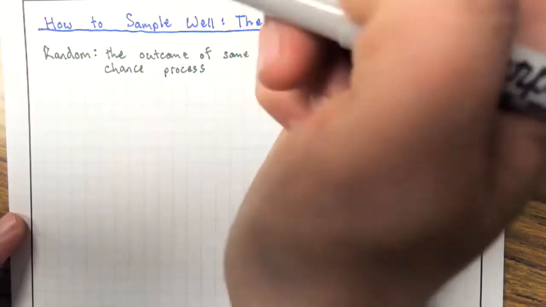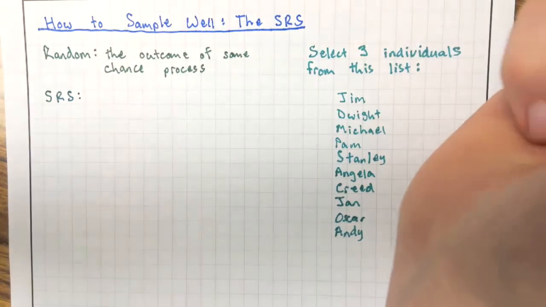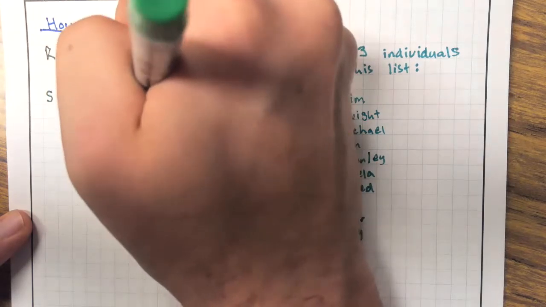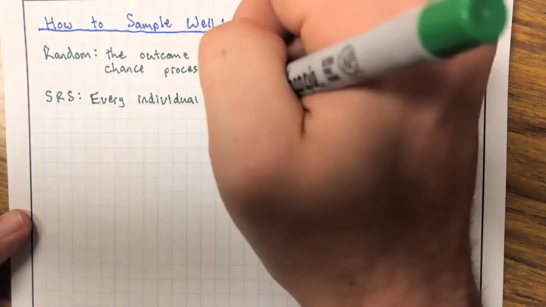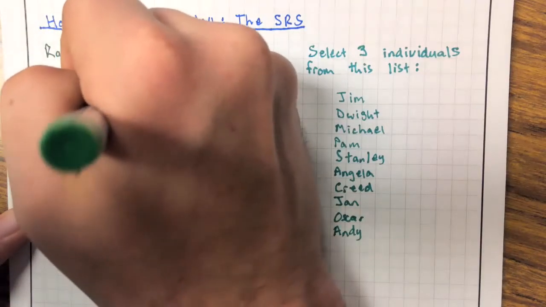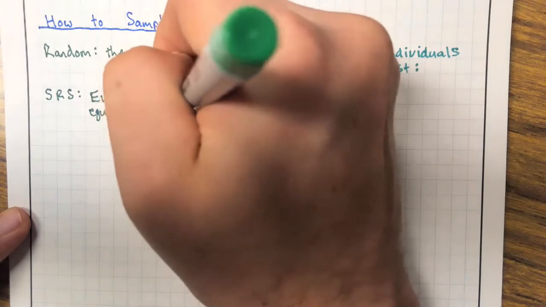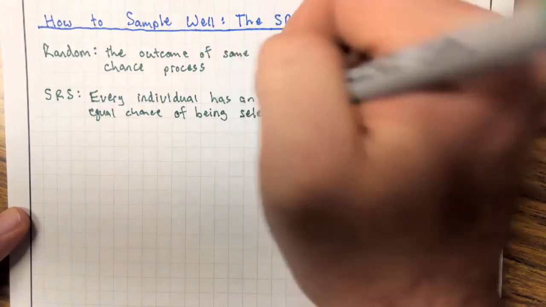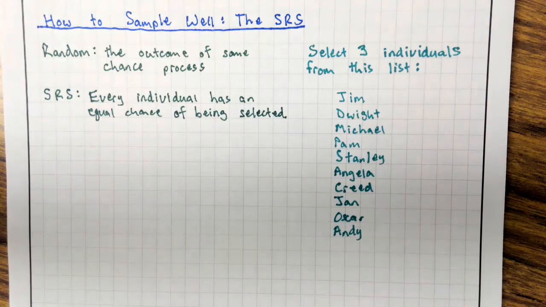Now the SRS, the simple random sample, means every individual has an equal chance of being selected. Every individual has an equal chance of being selected. Okay, so with all that said, let's try to do a couple simple random samples.